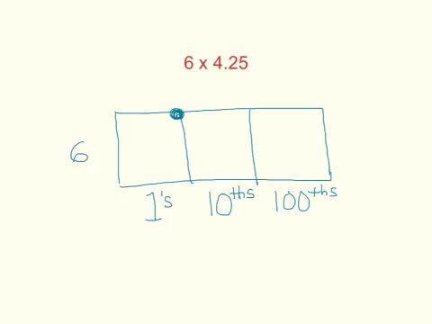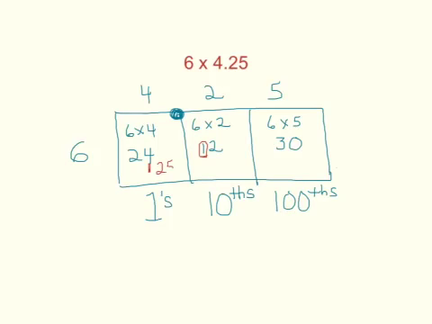And our last one is 6 times 4 and 25 hundredths. Keeping everything in its place, 6 times 4 is 24 ones, or 2 tens and 4 ones. 6 times 2 is 12 tenths. 6 times 5 is 30 hundredths. Our multiplication is done. Now we're making our adjustments. I have a group of 10 here that moves over to the ones place. So that gives me 25 ones.